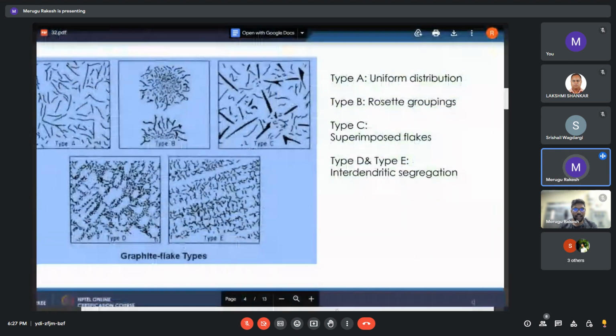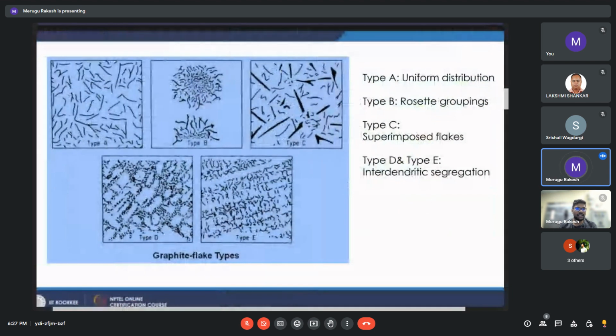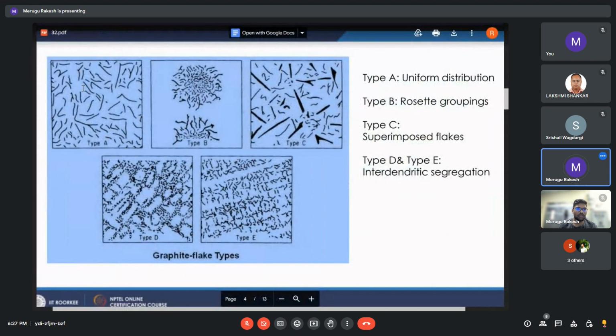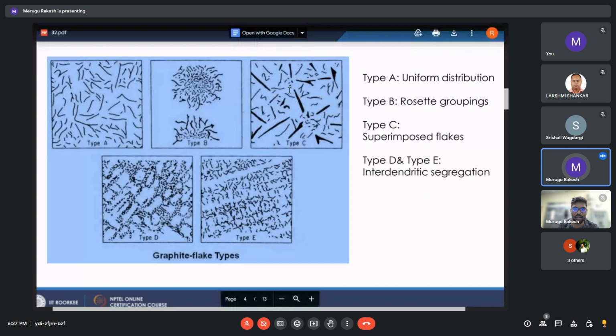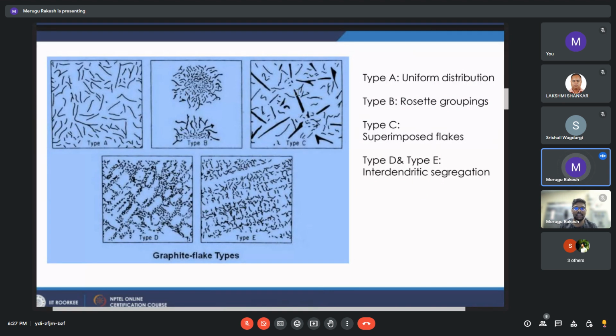Now let us see the different types of graphite flakes present. The top left is a kind of flaky structure. On the right side, type B is the rosette grouping, like a cluster formation. Type C is the dangerous flake type, which has sharp corners, and this is also a kind of intermetallic that is used to form in non-ferrous alloys as well. This is very brittle in nature, and it starts crack initiation, and that is how the material fails well below its yield point.